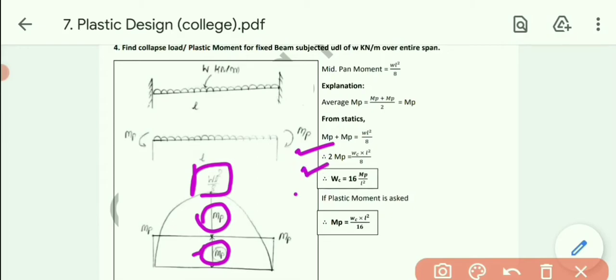So ultimately, if you want to calculate Wc, then it will be 16 Mp by L square, and if you want to calculate Mp, then it is Wc L square by 16.